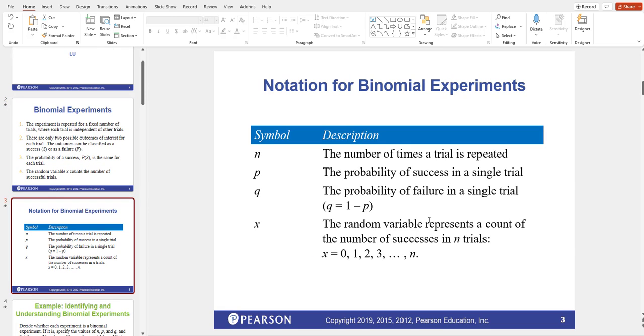So here's some notation for a binomial distribution. N is the number of times the trial is repeated. P is the probability of success, whereas Q is the probability of failure. To calculate the probability of failure, you take 1 minus P, and that will give you Q. X is the random variable that represents a count of the number of successes of each trial.